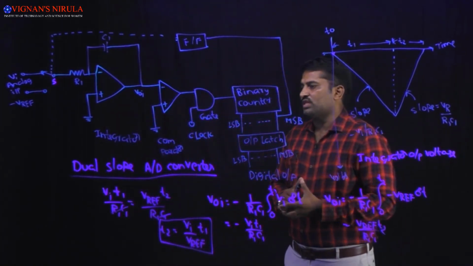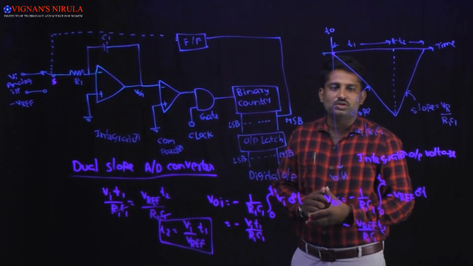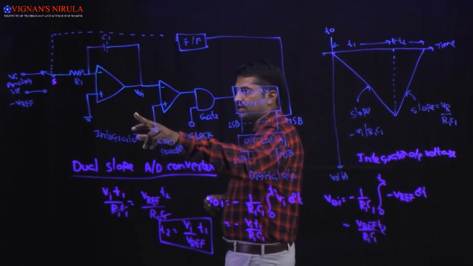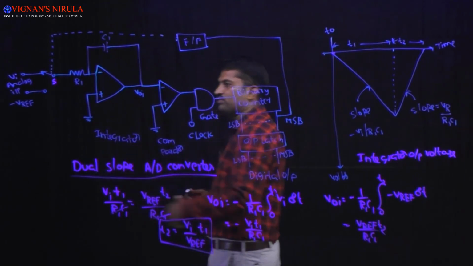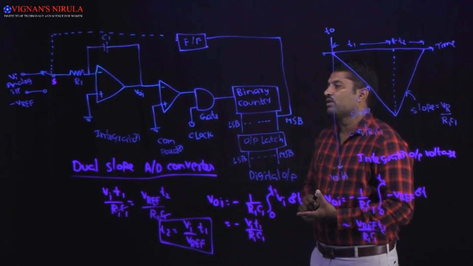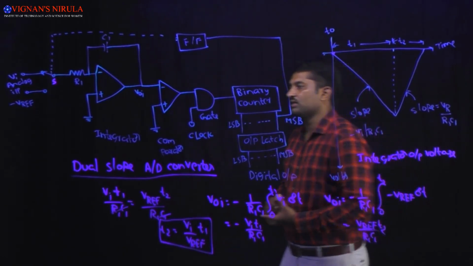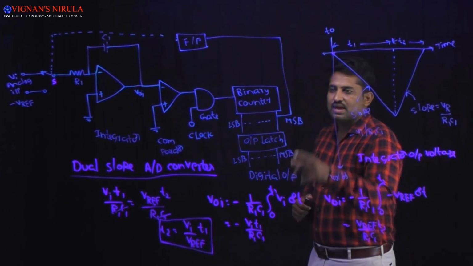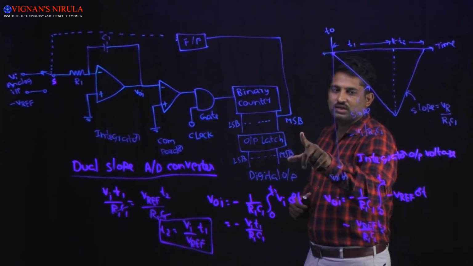Now see the operation of the dual slope A to D converter. The ramp generator input swings between the analog input voltage Vi and minus V reference, and the analog switch S is controlled by the MSB bit of the binary counter.